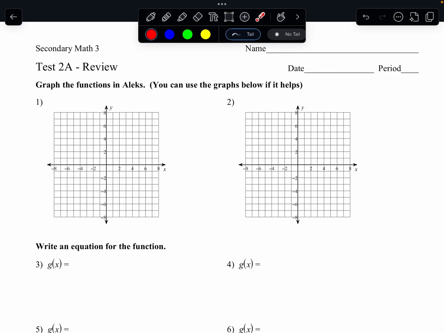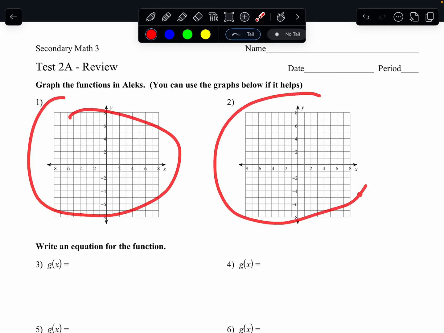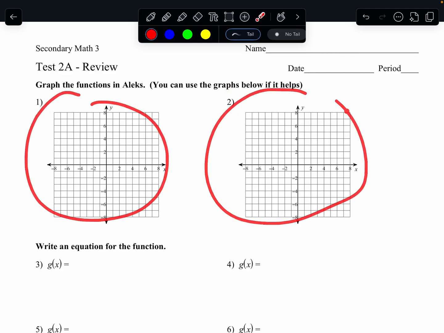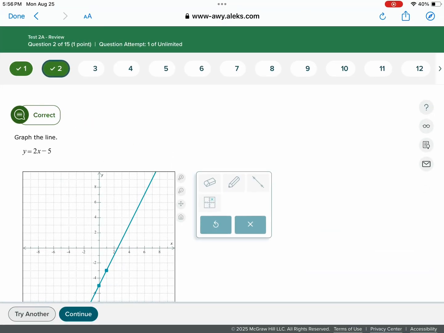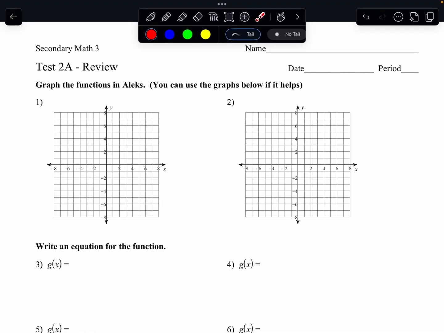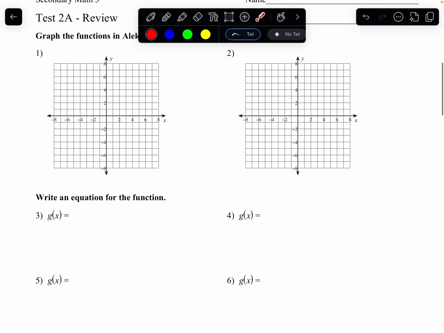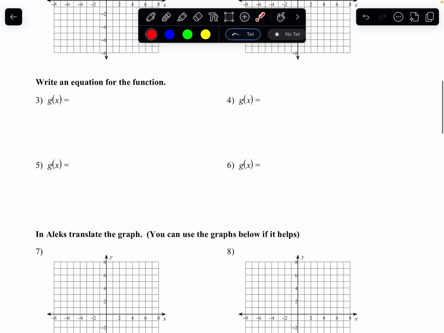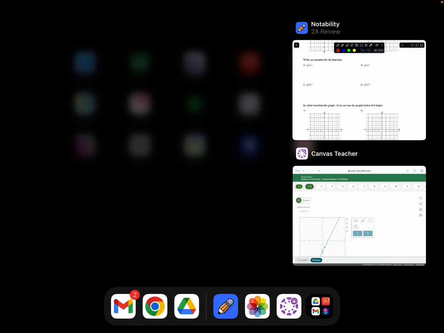On the actual paper review, there's really nothing you have to do here if you don't feel like you need to. But if you're on the test and you want to graph it here to be a little more confident in what you're putting in ALEKS, please do so. And if you put your work on this paper and maybe do something wrong here but do it right there, I can at least give you partial points if you have it partially correct. So keep that in mind. Okay, going to question 3.